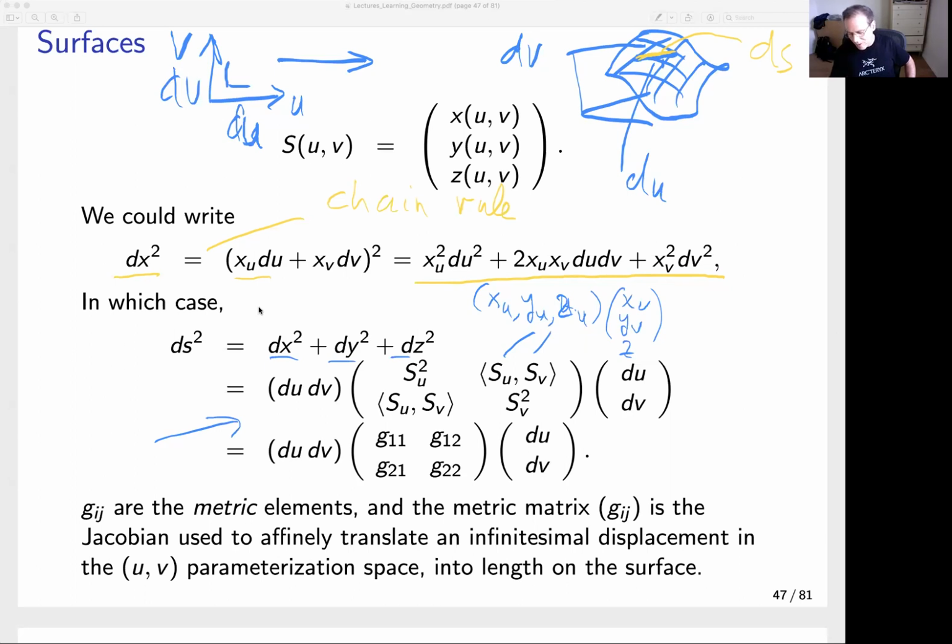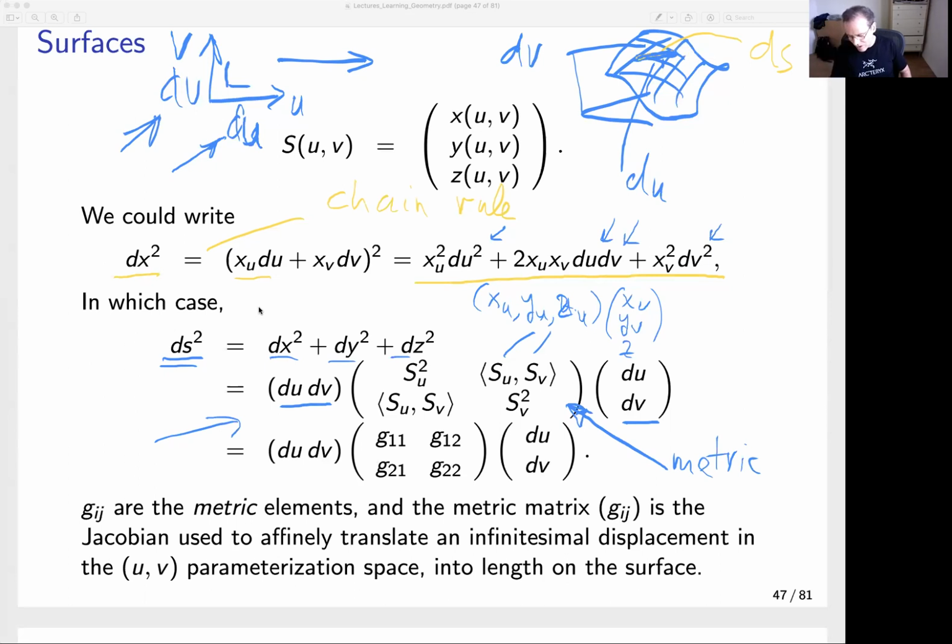So we see that there is what is called the bilinear form that is relating between du and dv and ds. There is something that multiplies du squared, something that multiplies dv squared, and something that multiplies the product between du and dv. We call it an affine transformation between the du and dv's and ds. You may also know it as the Jacobian, also called the metric. So this is the way of translating du and dv into a way of measuring distances on the surface.